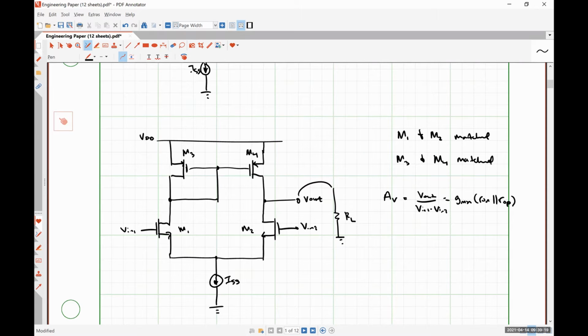All right, 10 minutes done. Review. What's up? Is R naught E just like R naught of the MOSFETs, or is it R naught in parallel with GM? No, R naught P is just the R naught of those MOSFETs.